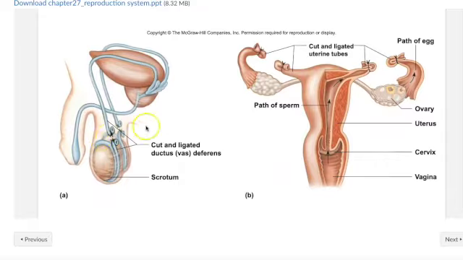So again, here is the surgical portion. You cut the vas deferens. And then there is the tubal ligation.